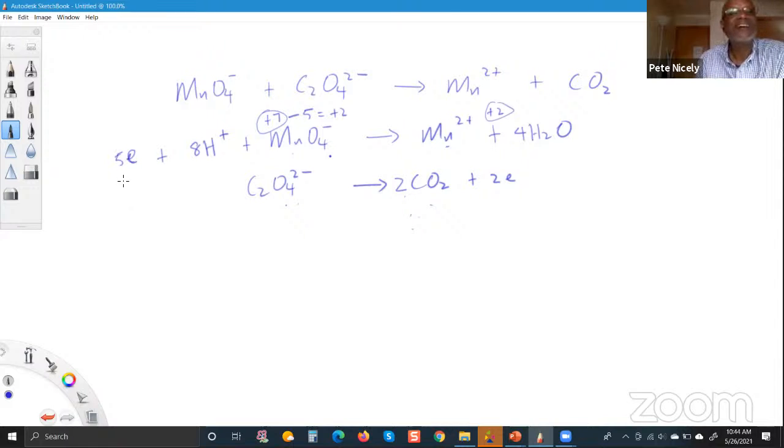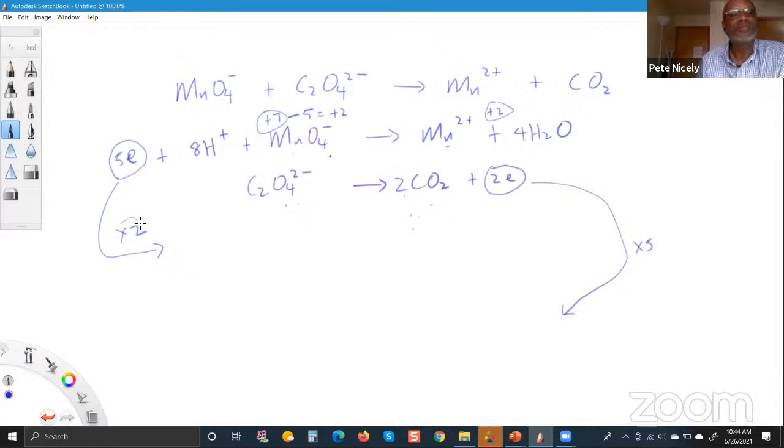Now in this case, for the reduction half reaction, we have 5 electrons, and for the oxidation half reaction, we have 2. So the question now becomes, how do we make the number of electrons equal? The answer is, we multiply this half equation by 2, and we multiply this half equation by 5. If we multiply this half equation by 2, we're going to end up with 10 electrons here. If you multiply this half equation by 5, you're going to end up with 10 electrons here.